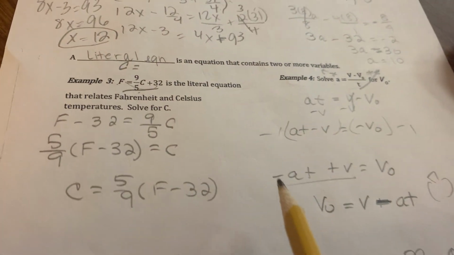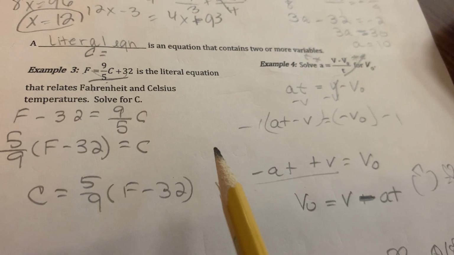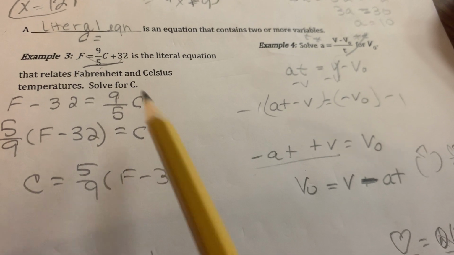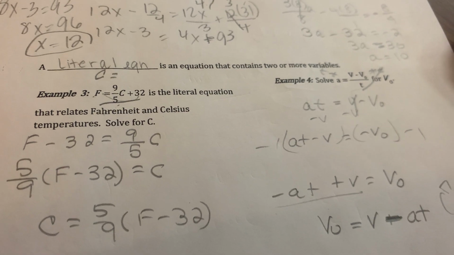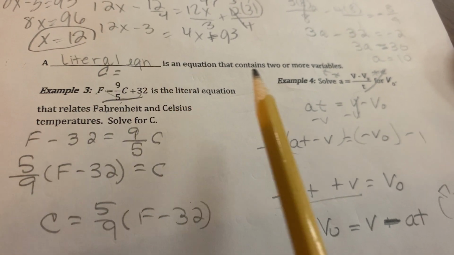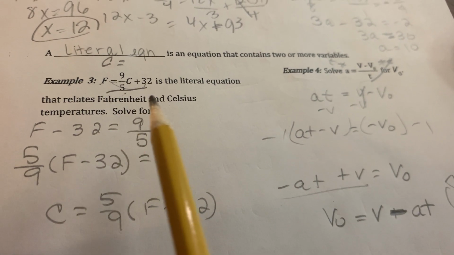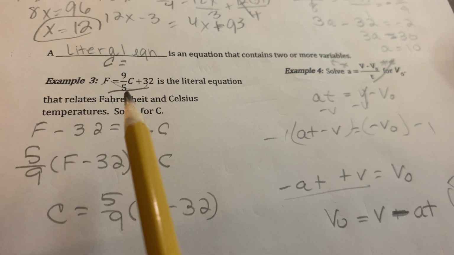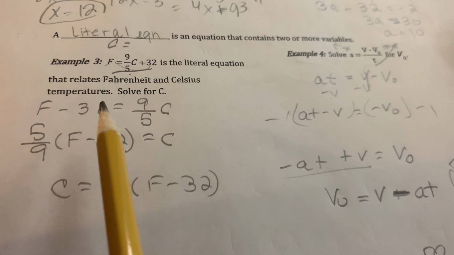So your lesson for today is that you are going to solve literal equations by isolating variables, okay? A literal equation is an equation that contains 2 or more variables. So if you look at this Fahrenheit and Celsius equation, this is the literal equation that relates Fahrenheit and Celsius temperatures.